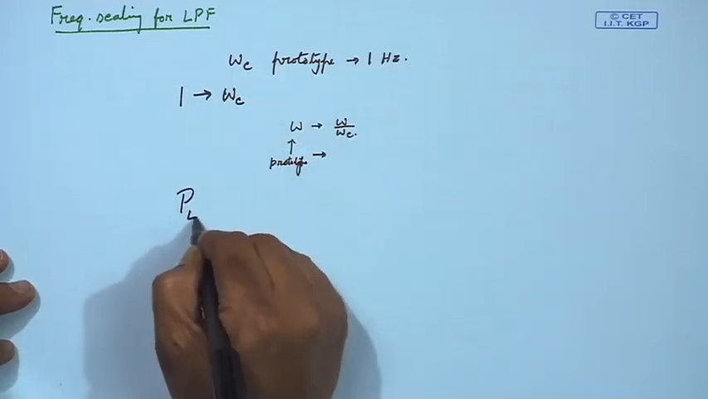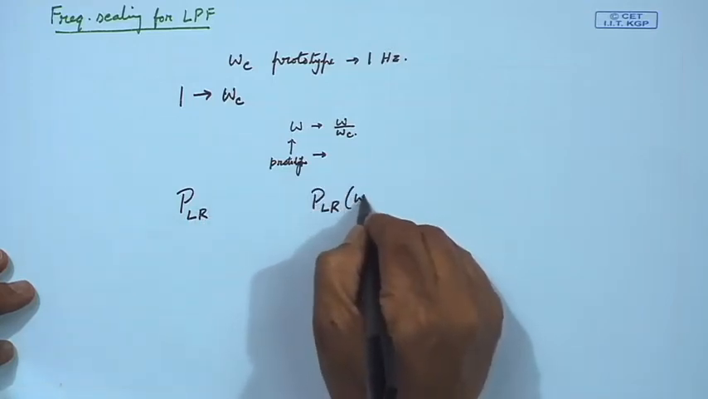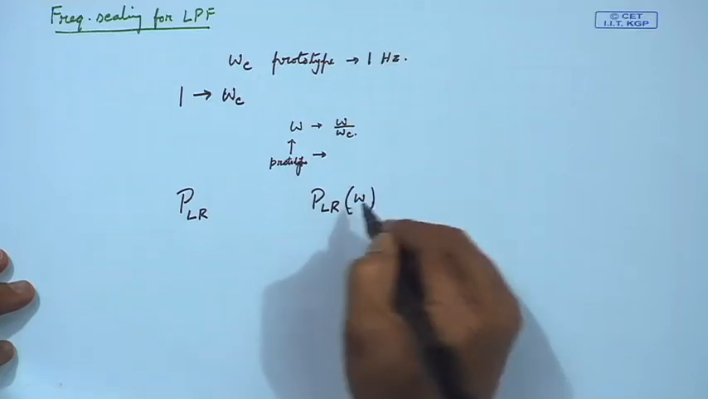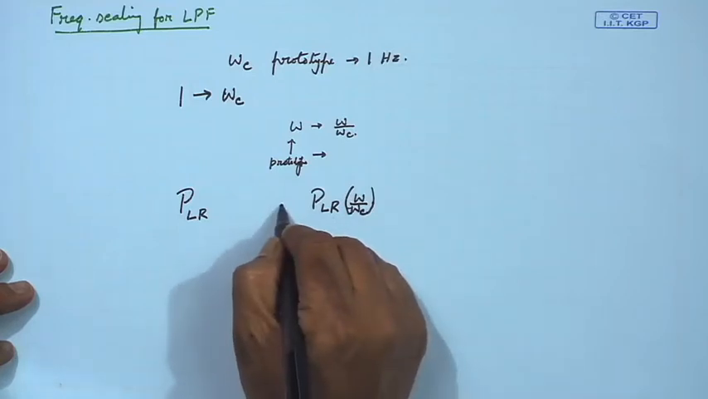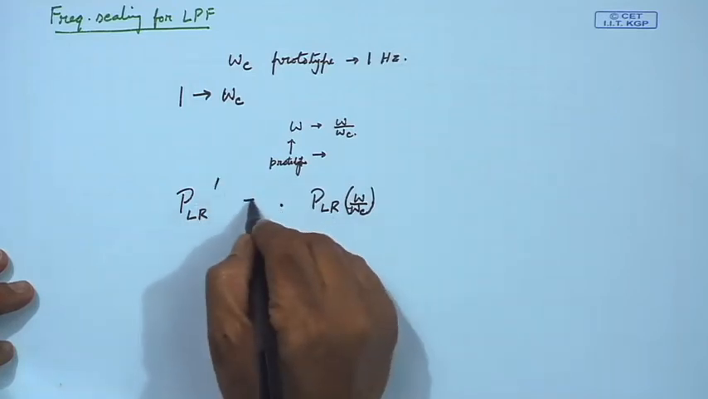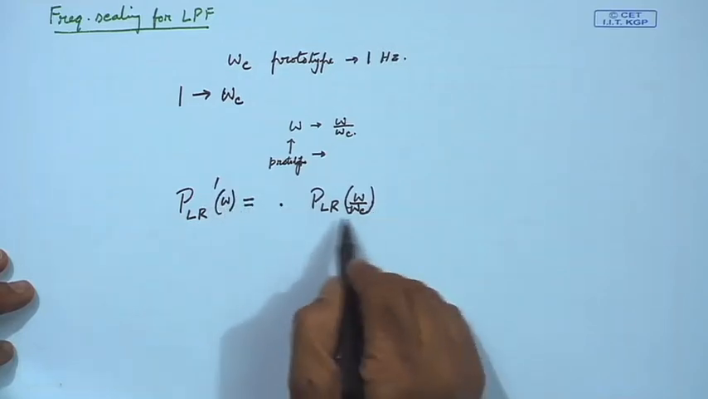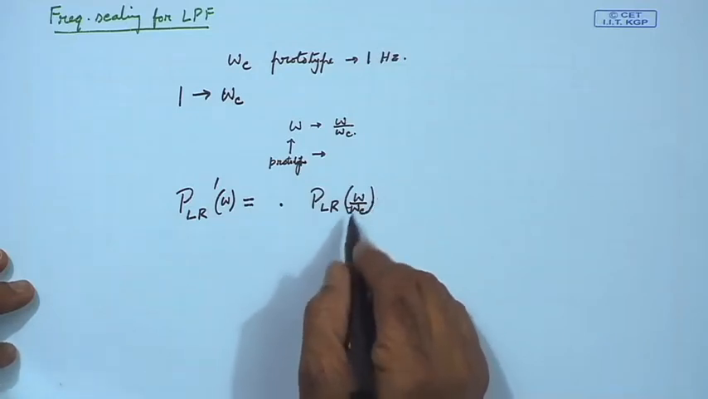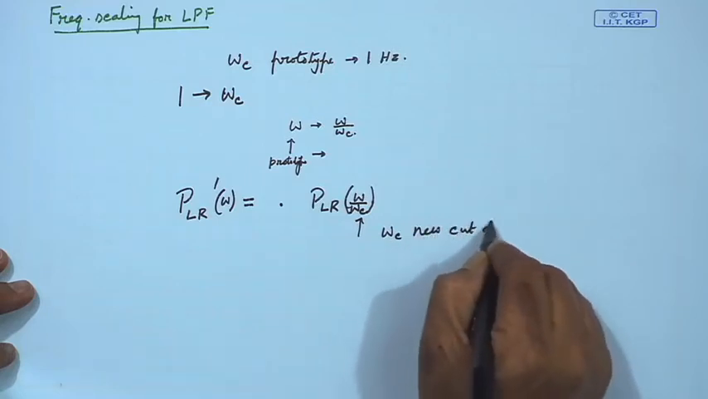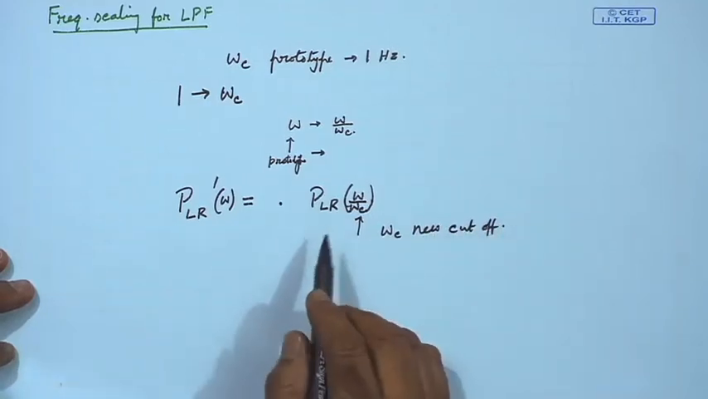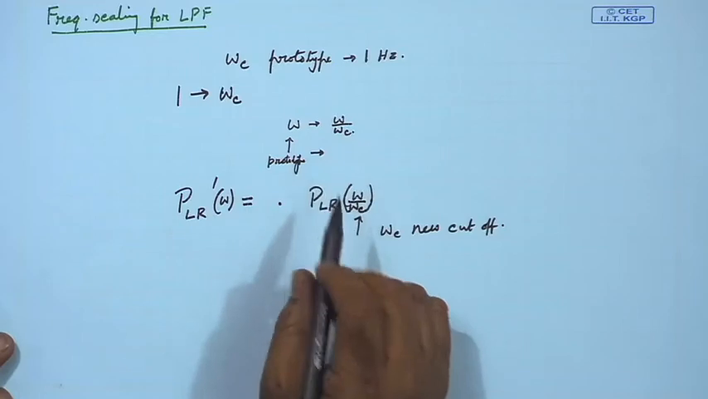That means if the original insertion loss as a function of omega was this, we need to make that omega by omega c. This will then be given by the changed quantity PLR dashed, which is PLR with the new omega. So, this is the scaling, and here this omega c is the new cutoff frequency.